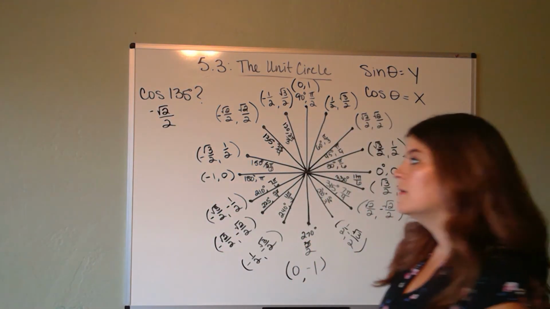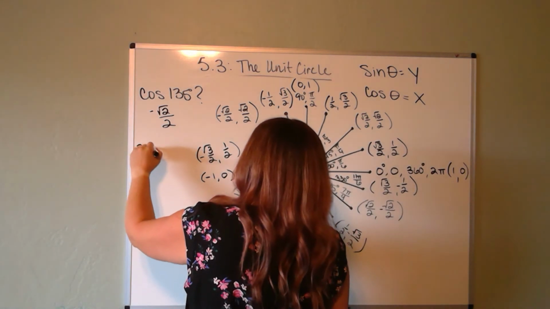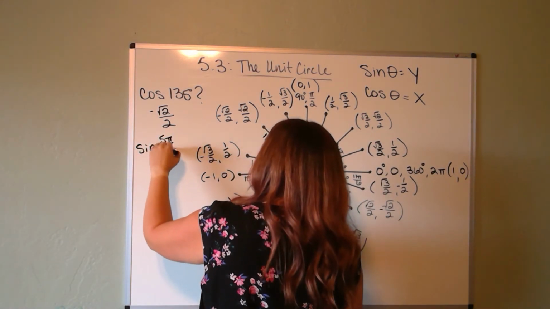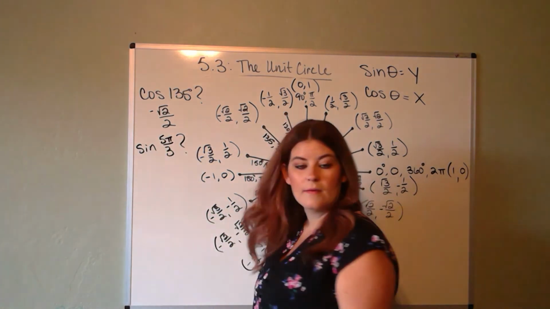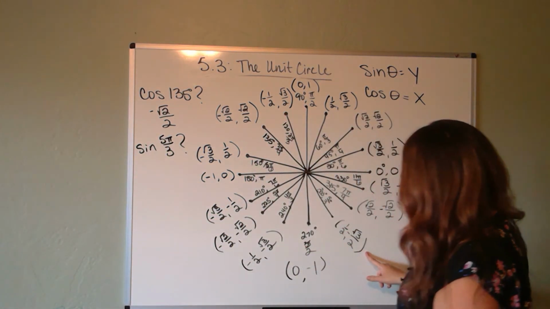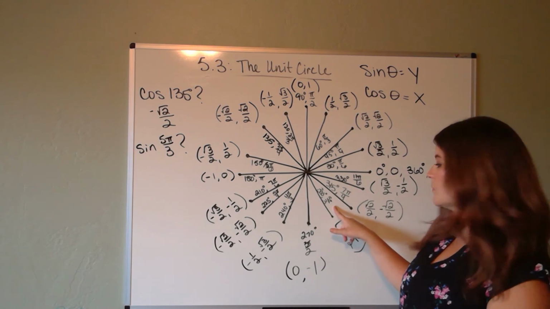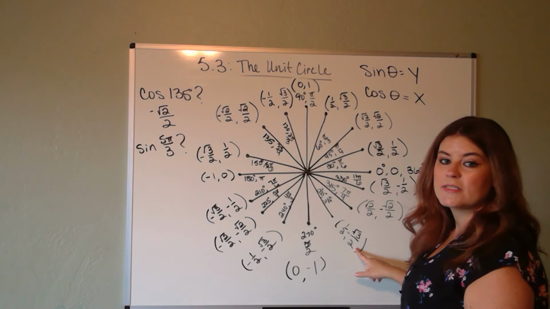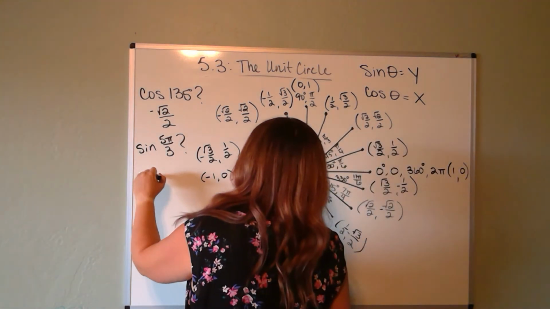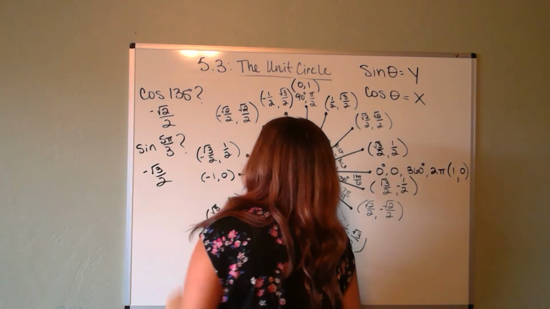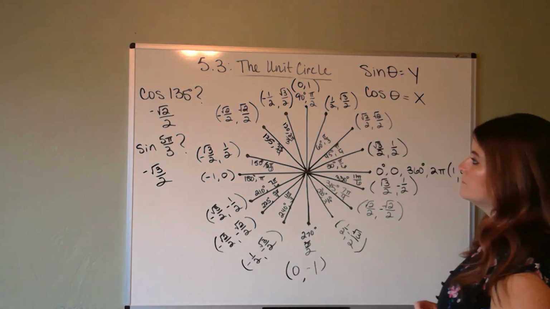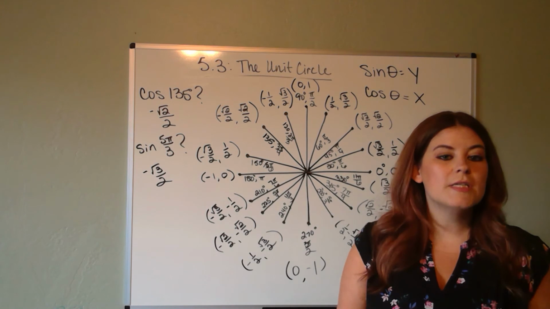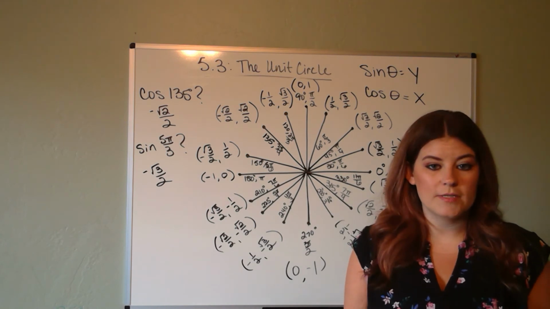I found the cosine. What if I want to find the sine of 5 pi over 3? I just have to find 5 pi over 3. It's down here at 300. You guys, what is sine? It's the y coordinate. So it's negative root 3 over 2. So finding sine and cosine from the unit circle is super easy because it's just the x and y coordinates.